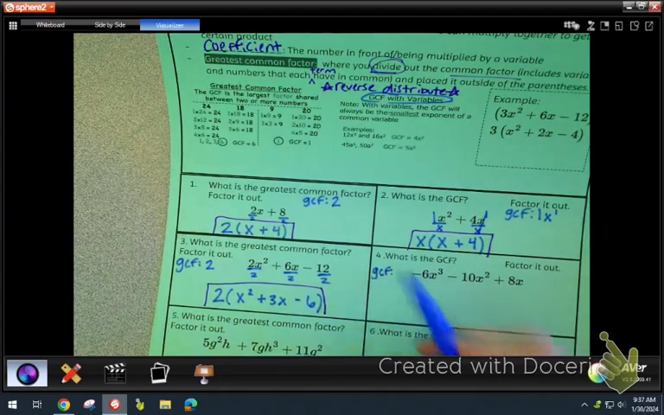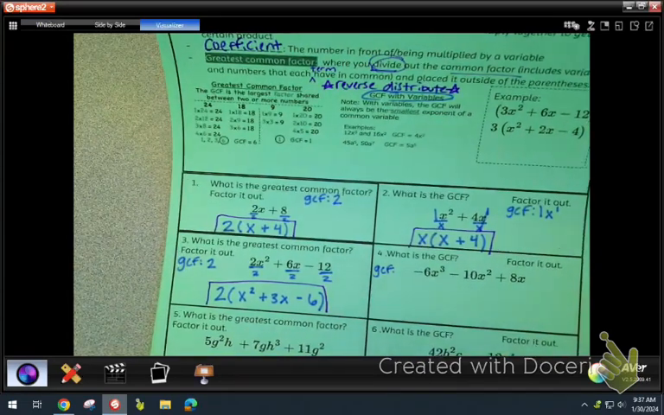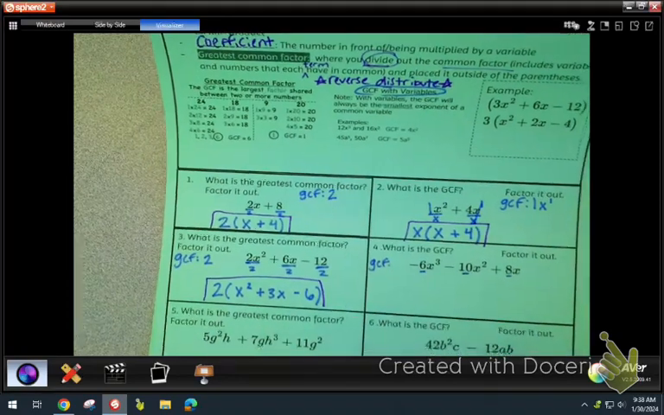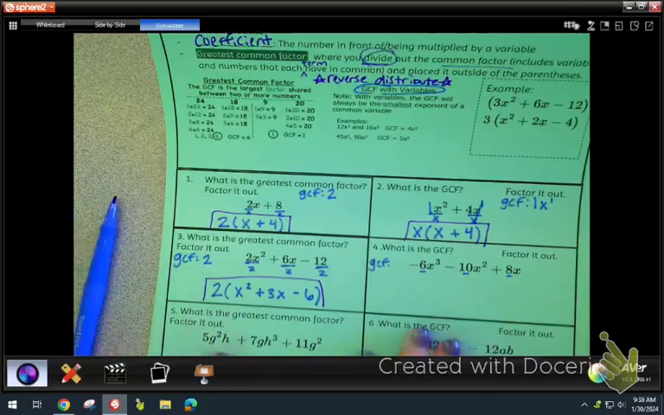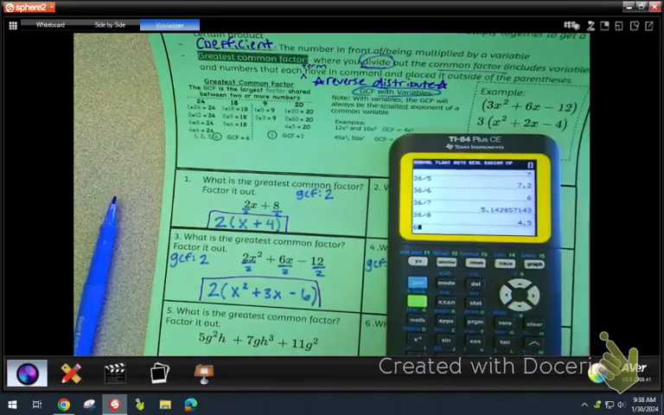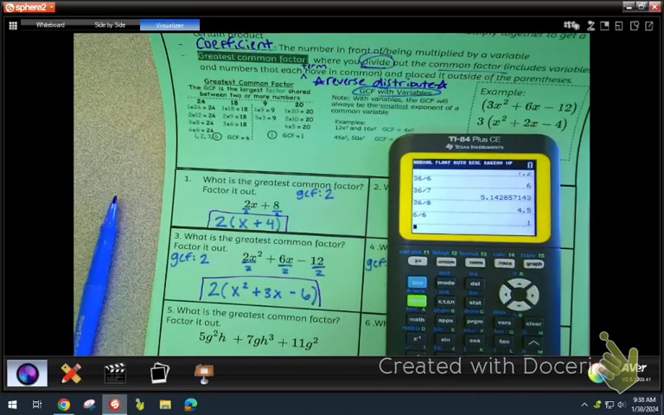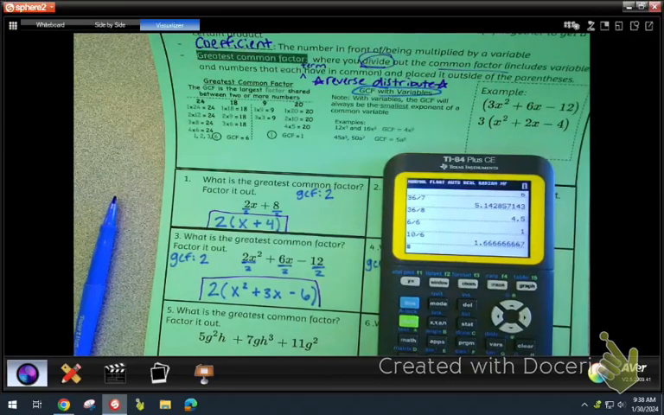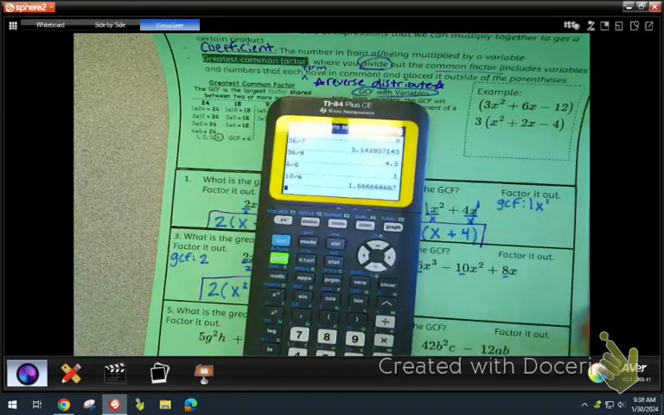GCF. Okay. For a second, we're going to ignore those negative signs. Let's just look at the coefficients, ignoring the signs for a minute. 6, 10, and 8. What's the smallest number? 6. Okay, so 6 is divisible by 6, right? Is 10 divisible by 6? No. So can 6 be our GCF? No.